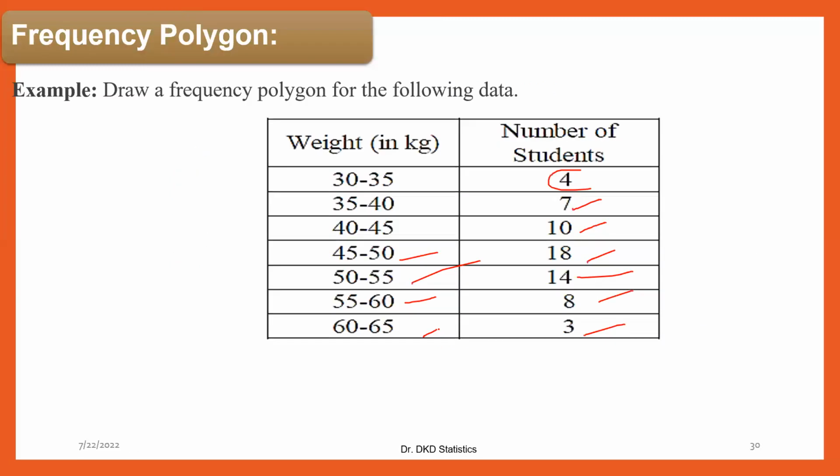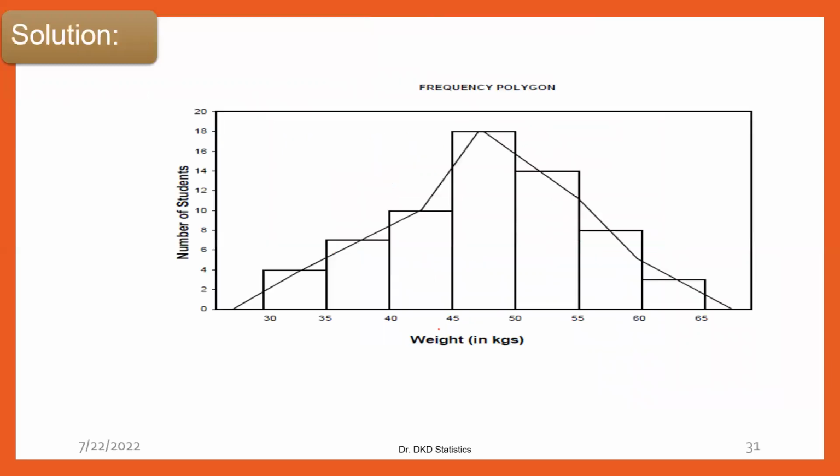Now this is the exclusive type of interval, and we will create this graph. With free hand, we move through each midpoint and join these center points. This is known as the frequency polygon.